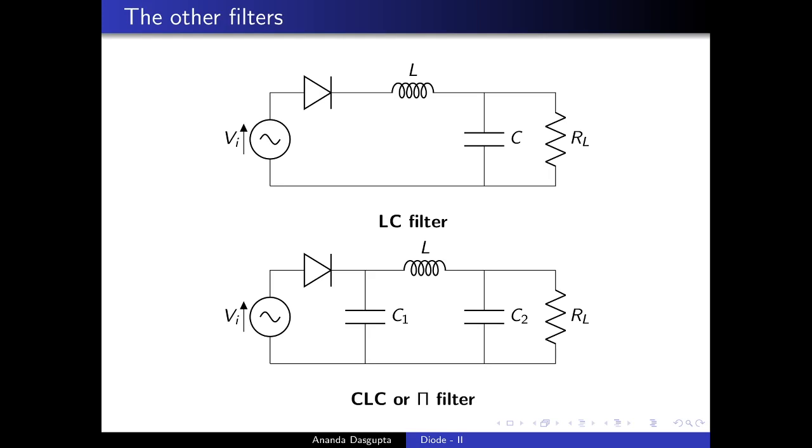Now, it might seem to most of you that the rectifier is about the only thing that a diode is good for. After all, it only allows current to flow in one direction and not in the other. So what else can it do other than change an AC into a DC?